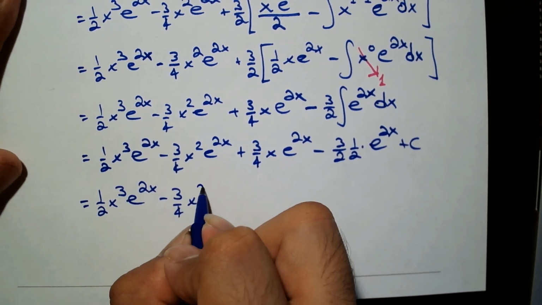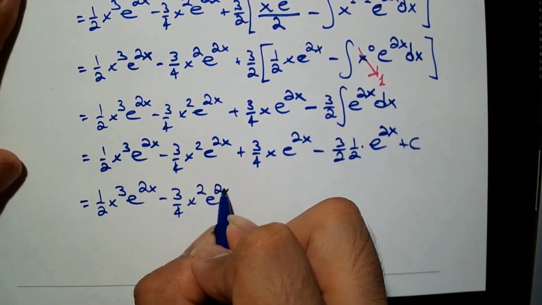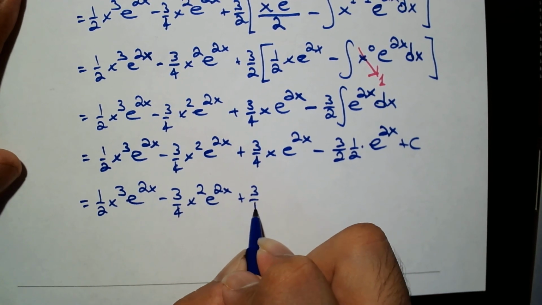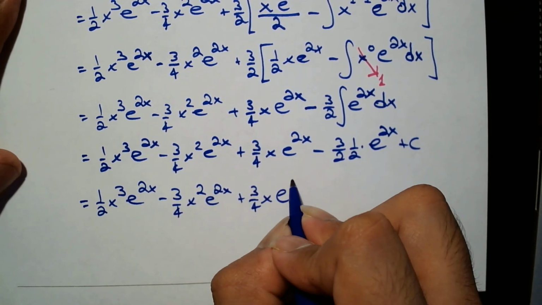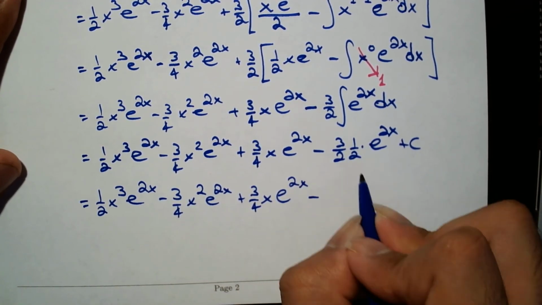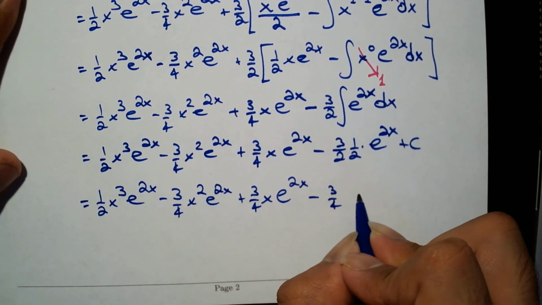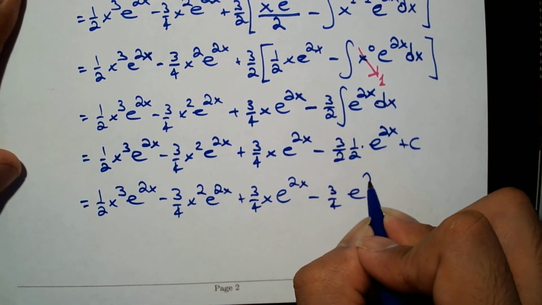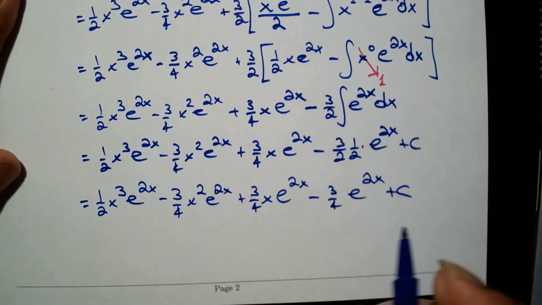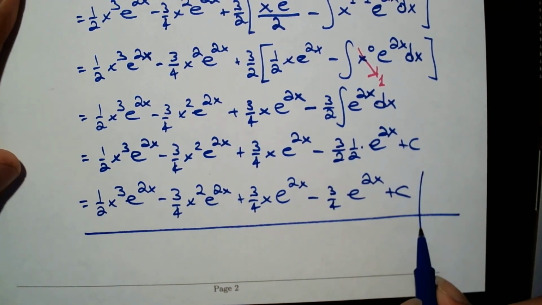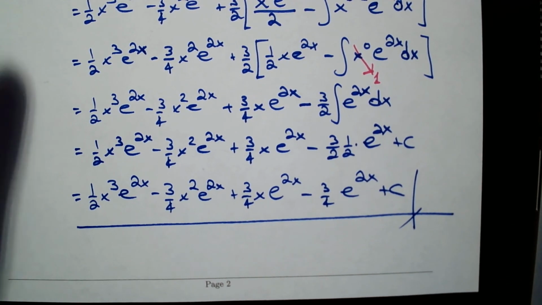3/4 x squared e to the 2x plus 3/4 x e to the 2x minus 3/4 e to the 2x plus c. Final answer to this guy, right?